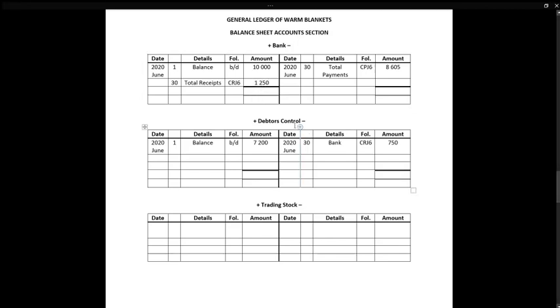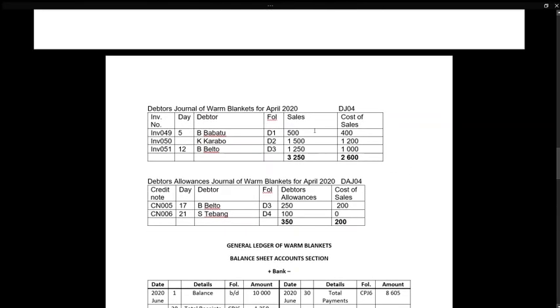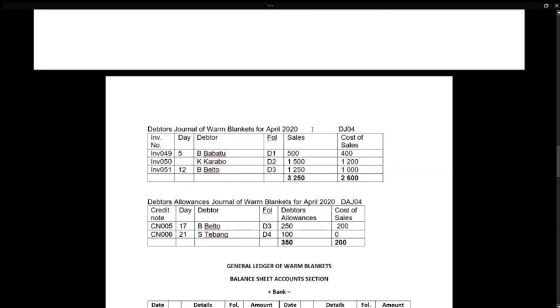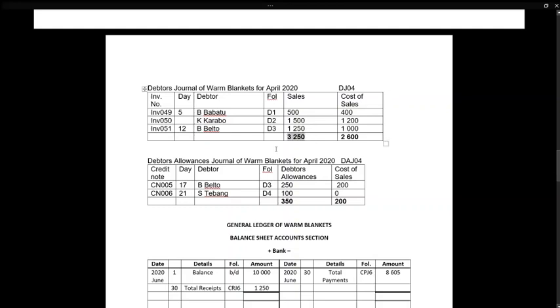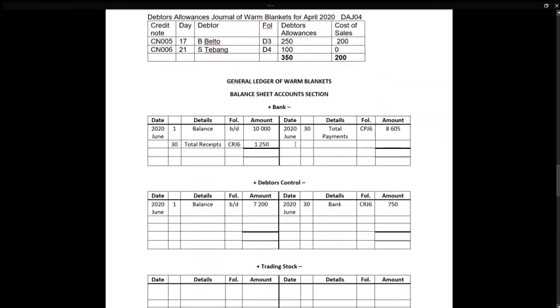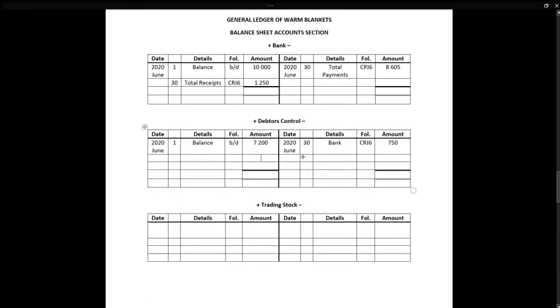Okay, so now my debtors control will also increase because more people bought products from me on credit to the amount of 3,250 Rand. So debtors control will increase with that amount, 3,250 Rand. Where did I get the information from? Debtors journal number 6. My details will be sales. This will take place on the last day of the month to include all of the transactions that took place in the month. Okay, debtors control is being debited.